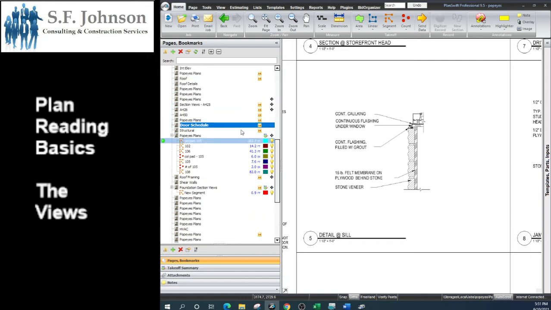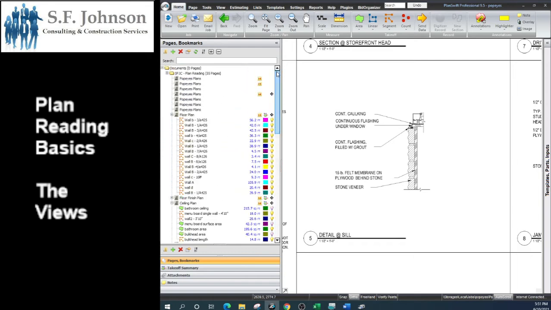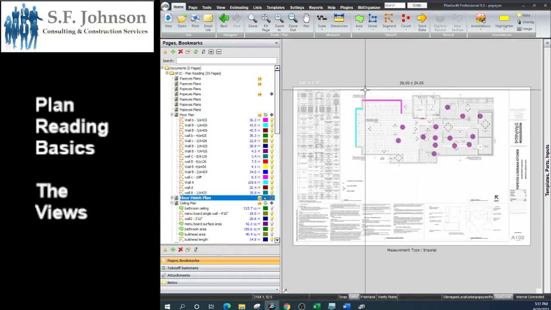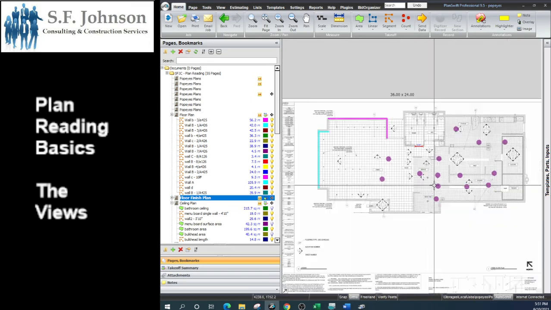Now the fourth of the views is kind of different in that we don't really need that view for construction. That view we need for the finish trades. Okay, so now what we're looking at here is the floor finish plan.